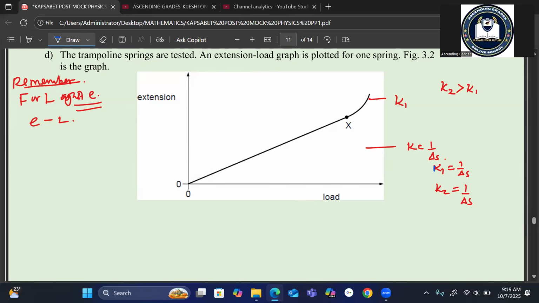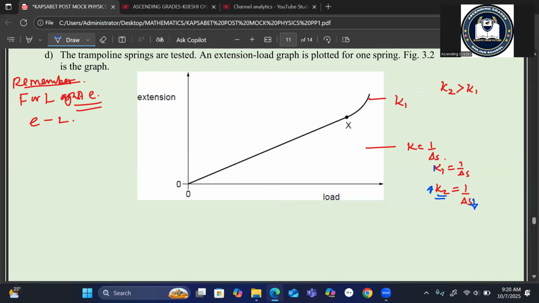So in this case, for us to get the graph, we need to have this one having a lower slope so that we can increase the spring constant. If we lower the gradient, then we are going to increase the spring constant. So how is this going to happen? It is going to happen like this.